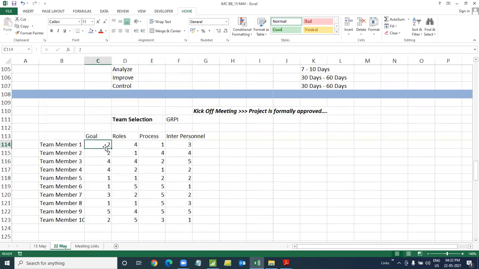So unanimously we rated this guy on the goal aspect: during the discussion, how clear was this guy on the goal. So we rated this person 2 out of 5, then 2 out of 5, 4 out of 5, and so on and so forth. During the discussion, when we looked at the clarity of thought on the role part of it, we gave the rating. Similarly, on the process, where it will be implemented, we had certain ratings shared there. And similarly, the interpersonal skills: how well they are interacting with each other.